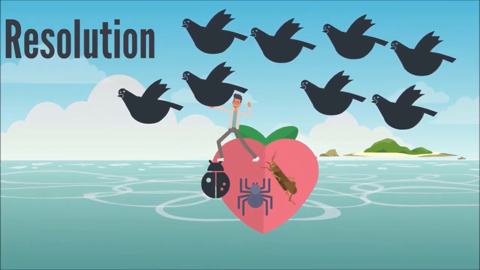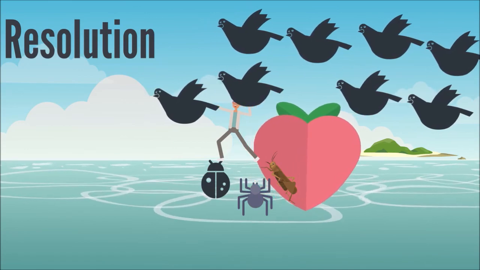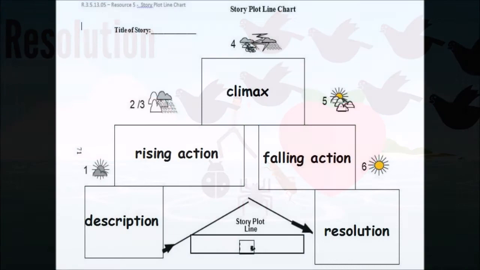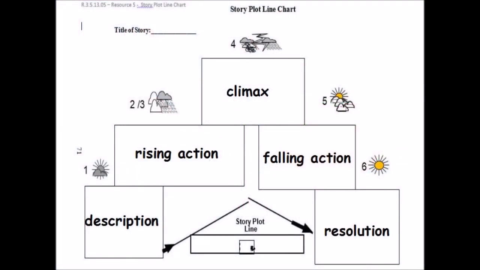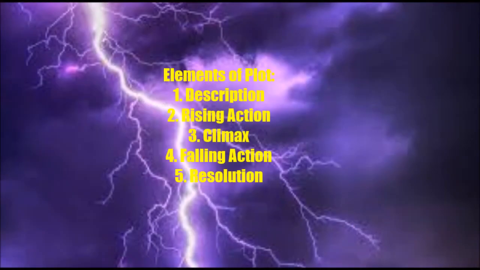Last, the peach begins to float away from the sharks due to James's brilliant plan that involves the seagulls. The problem has been resolved, so this is the resolution. Remember that the different parts of a thunderstorm can help you identify plot. As you read the next part of the story, see if you can find the 5 elements of the plot.